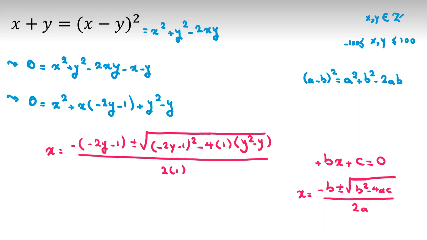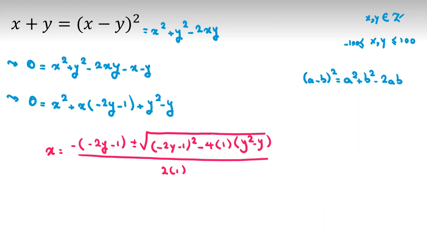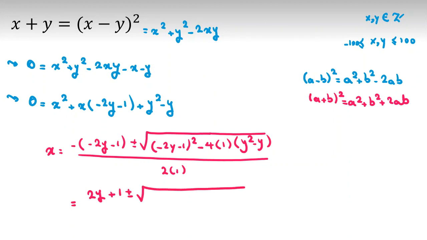So we don't need this function anymore. Negative (negative 2y minus 1), because we have a square, we can say it is 2y plus 1. And for this, you should know the formula that (a plus b) squared is a squared plus b squared plus 2ab. Let's apply it here and simplify. Negative negative 2y will be 2y, negative negative 1 will be plus 1, plus or minus the square root of (2y plus 1) squared, which is 4y squared plus 1 squared plus 2 times 2y times 1, plus 4y.